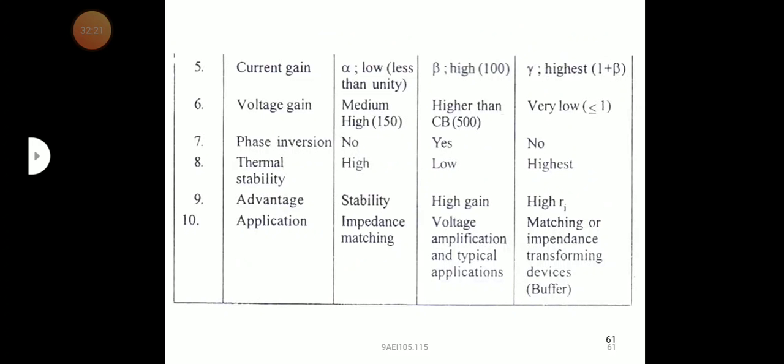So this is about the transistor applications briefing. Now we try to discuss overall what we discussed in the four classes. We try to summarize those things in a short form.